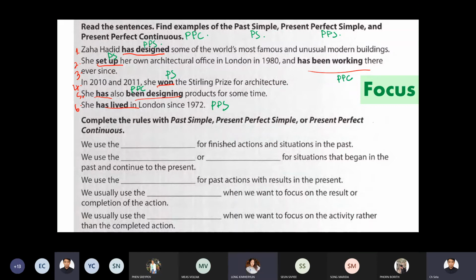Okay, now let's continue to this one. Complete the rule. Okay, I will change my color first. Okay, complete the rule. Oh my God, what happened?